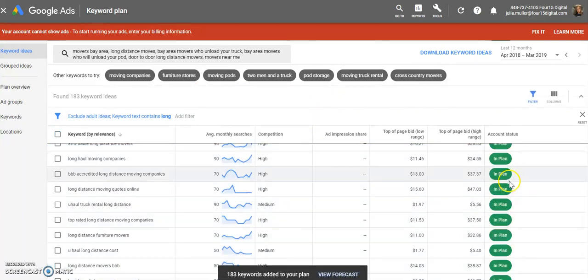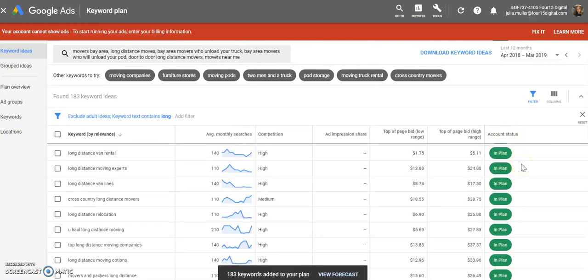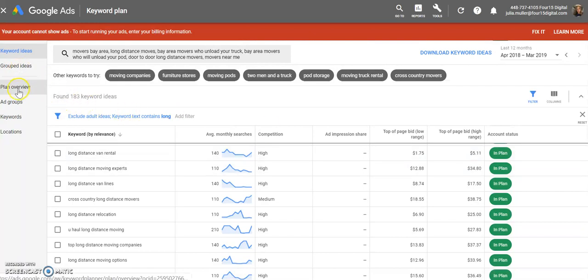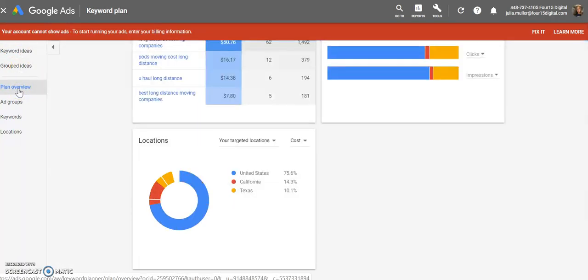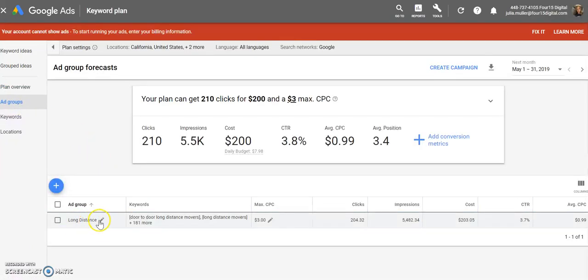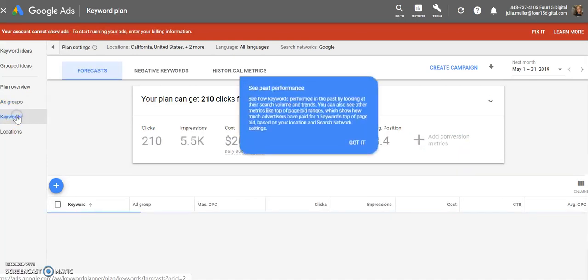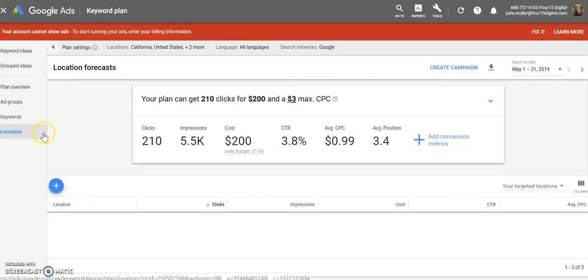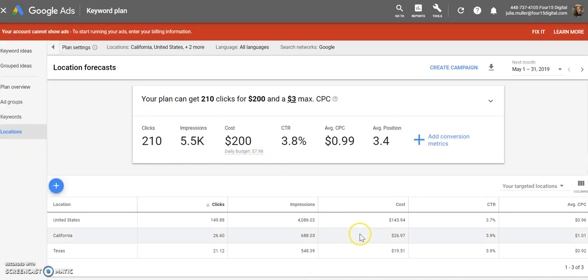Once I've done that, as you can see, in the account status column, it tells me that those keywords are in my plan. So I can now navigate to my plan overview and see what my ad groups are in the plan, which is long distance for now, what the keywords are, what the locations are that I decided to target, and what those locations would have in terms of volumes if I targeted just California state versus the United States versus Texas.